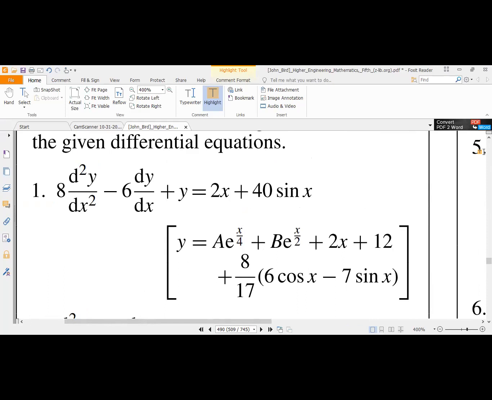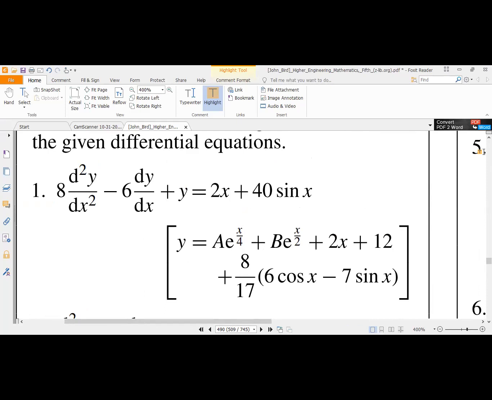Now we have to find 8 d²y/dx² minus 6 dy/dx plus y is equal to 2x plus 40 sine x. Now look at it. We have to solve this one. But don't forget the method we are using. The method is called what? Undetermined coefficients. Please don't forget.